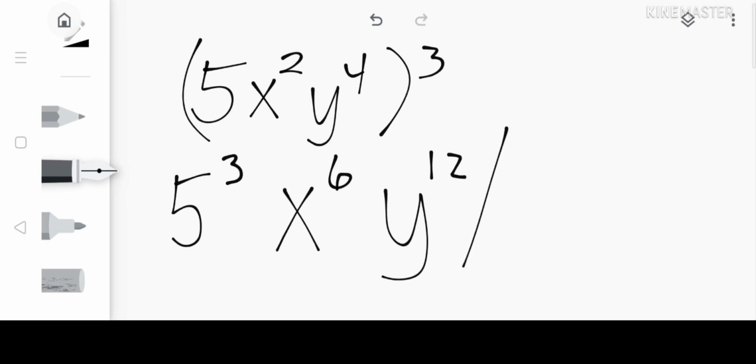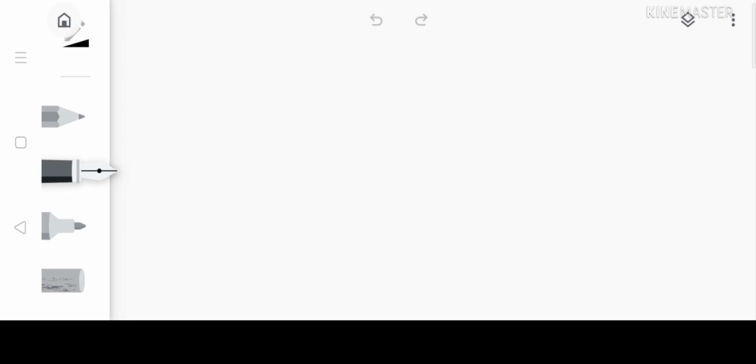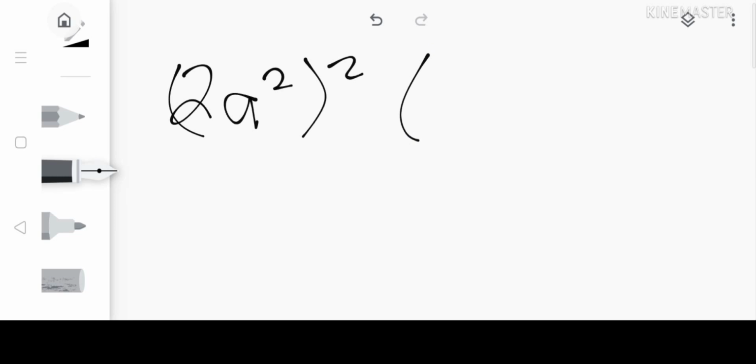Or, simplify. 5 cubed is 125. And then x raised to 6, y raised to 12. Last example, simplify and find the product of the square of 2a squared and the square of ab cubed. Okay, same process. We have to distribute the exponents to the bases.